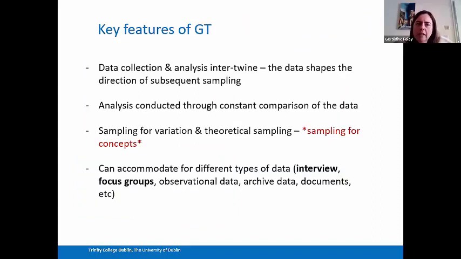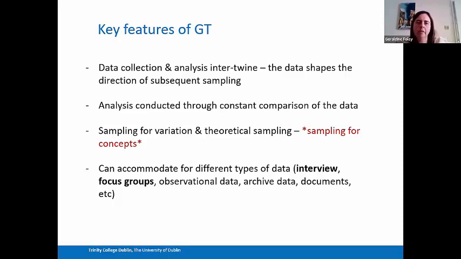Key features, which transcend all variants of grounded theory and which I think separate GT from other qualitative approaches, is that we collect and analyze data in tandem. What's quite different about GT, ideally, is that you analyze data as you gather it, which then shapes the direction of subsequent sampling. In GT we refer to that as theoretical sampling.